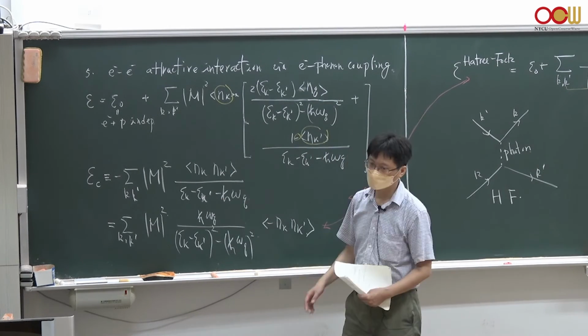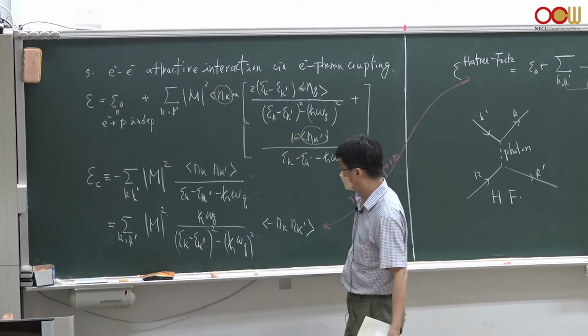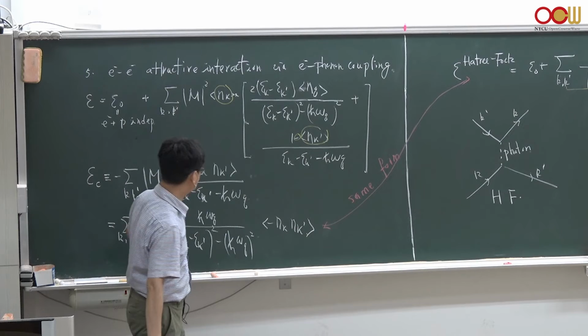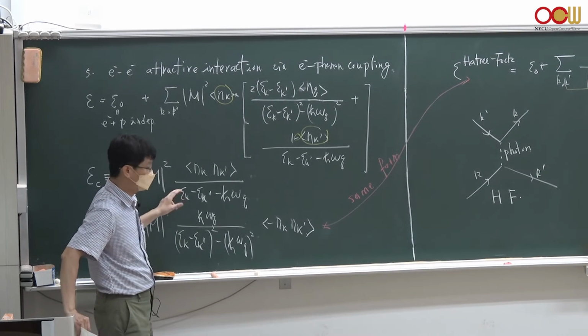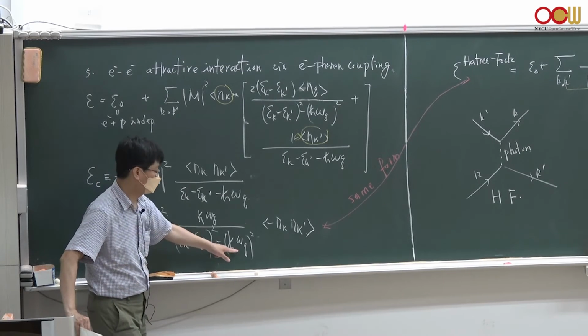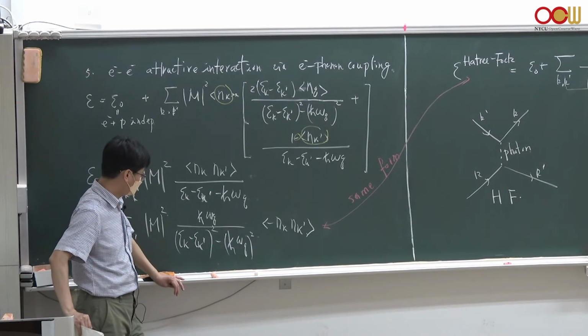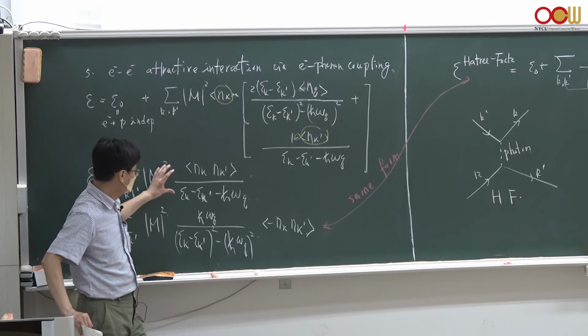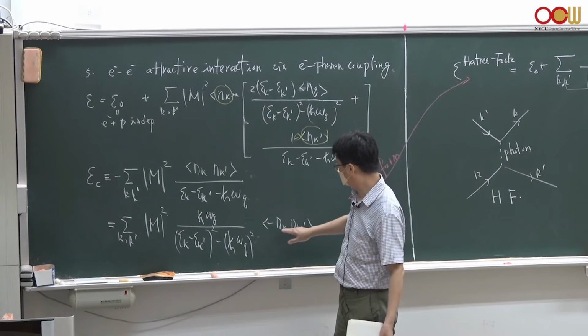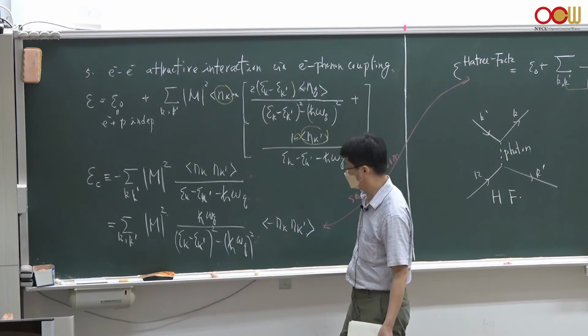So you could rewrite this form in the following fashion, where we multiply and divide by the same factor in the denominator to form the difference between two squares. The first square is epsilon_k minus epsilon_k', and the second is the phonon energy squared. So you could very easily transform this line to the bottom line here. Of course, we need to multiply this whole thing by the expectation value of the minus n_k and n_k'.